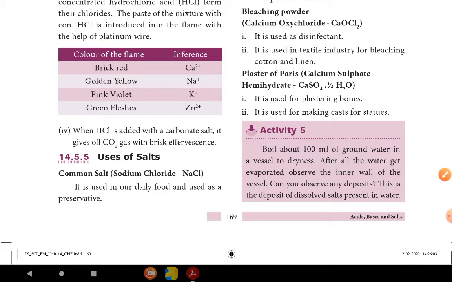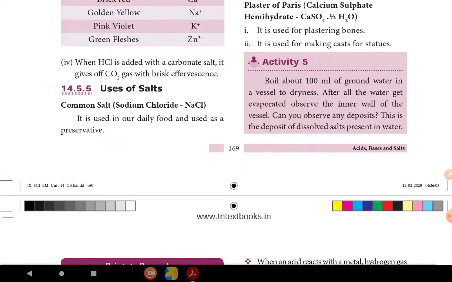Okay, the next one you have the plaster of Paris. The name of the salt is plaster of Paris, calcium sulfate hemihydrate. See the formula, children? CaSO4 dot. Don't forget the dot. And you have half molecule of water. Not even one molecule. You just have half a molecule of water along with calcium sulfate. So this is called as plaster of Paris.